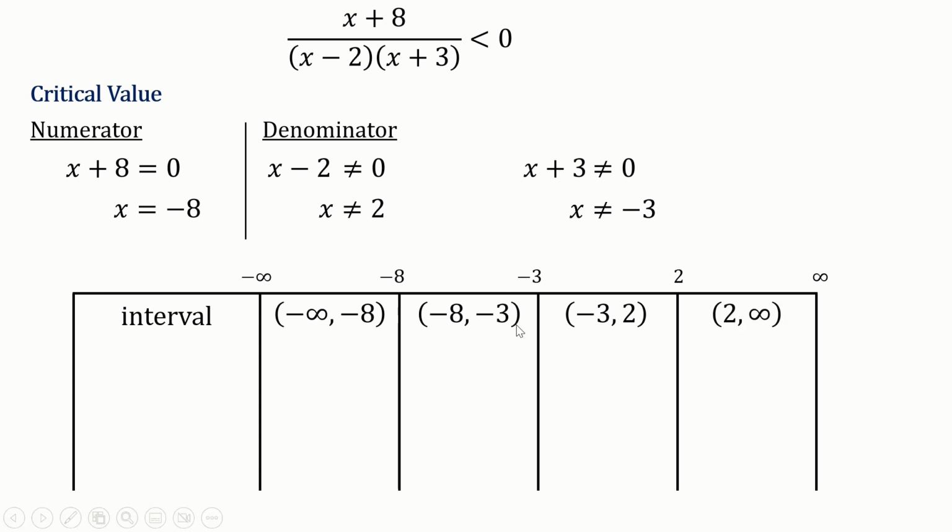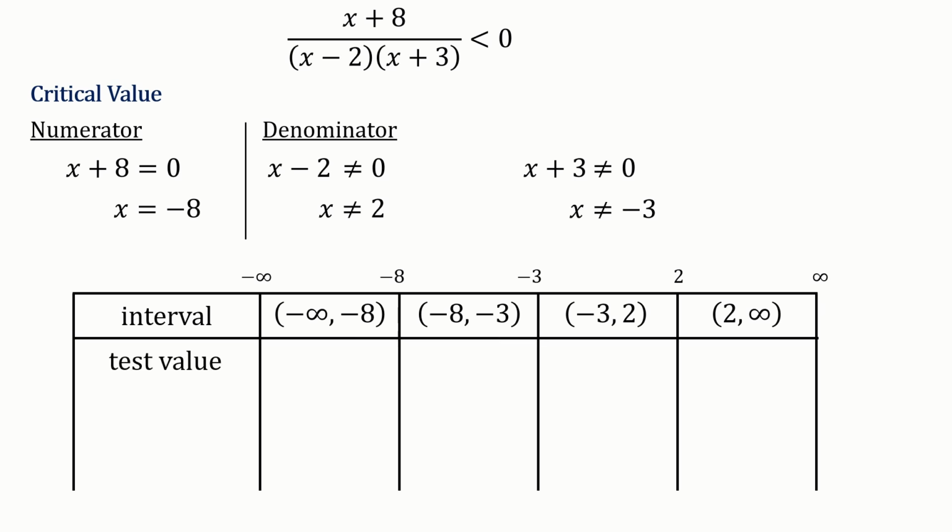And you can see here, we use the round bracket or open parenthesis because in the inequality there are no equal signs. So that means everything is not included in the interval. Alright, so that is the first row, which is the interval. And then the second row is the test value. So we need to choose a value in each interval. Between negative infinity and negative 8, let's say we choose negative 9. Between negative 8 and negative 3, let's say we choose negative 5. Between negative 3 and 2, let's say we choose 0. And from 2 to infinity, let's say we choose 3.